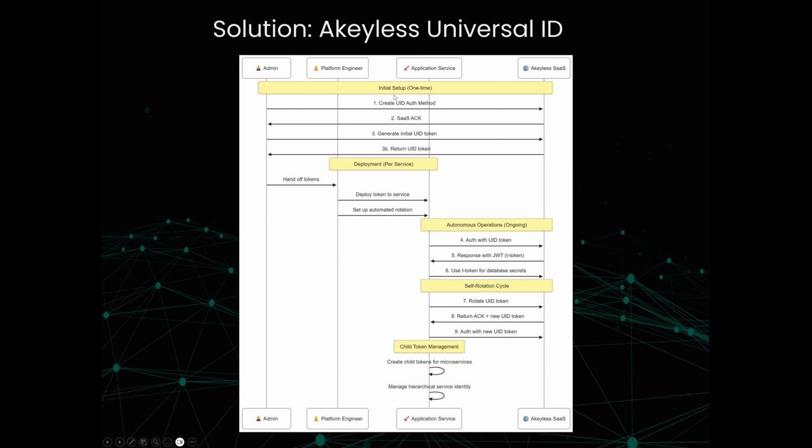They need to create a UID authentication method inside of Akeyless. Akeyless responds back with an acknowledgement, and then the admin needs to generate a universal identity or a UID token, and the SaaS gives them back the token. At this point, the admin needs to hand off this UID token, and the UID token is tied to one application. All right. So one UID token per application needs to be delivered to the platform engineer. And at this point, the platform engineer needs to deliver this token to the place where the application is going to eventually run.